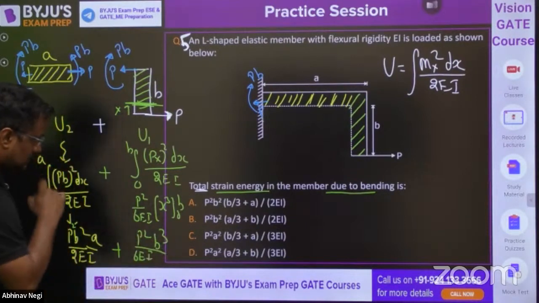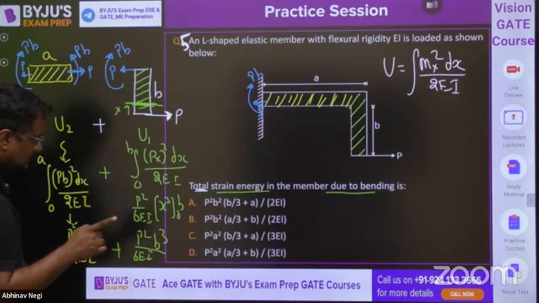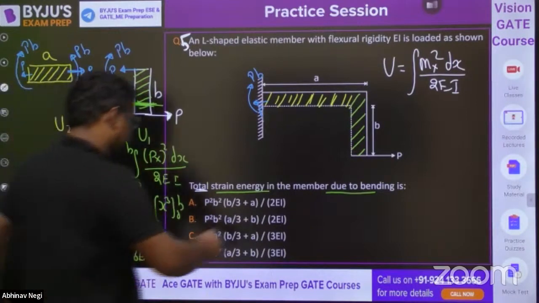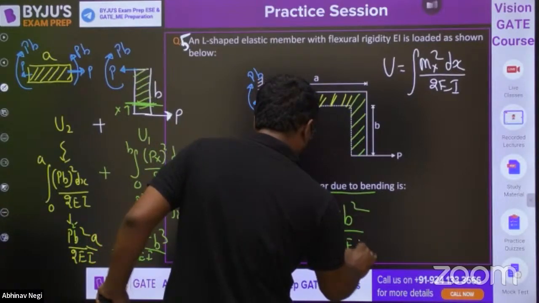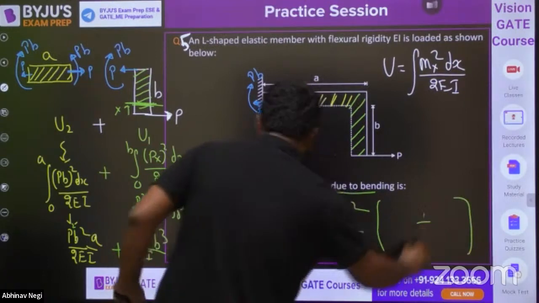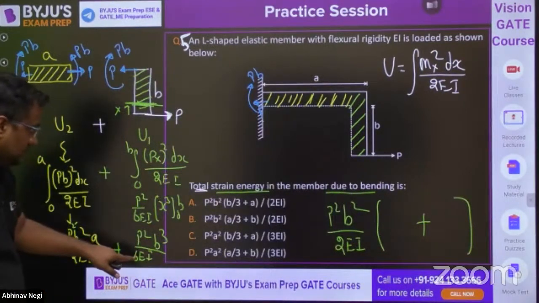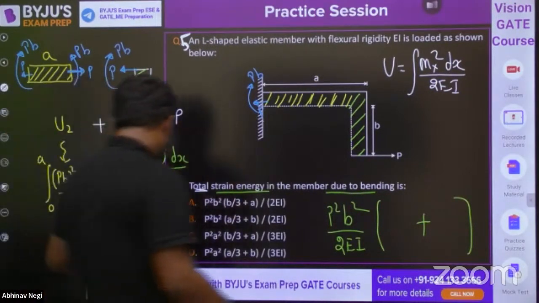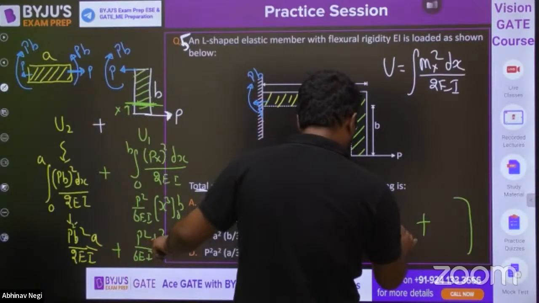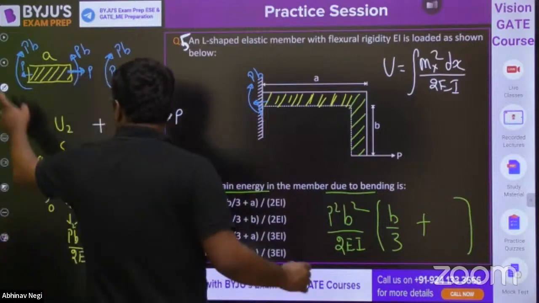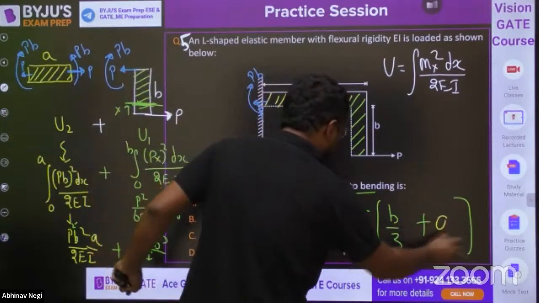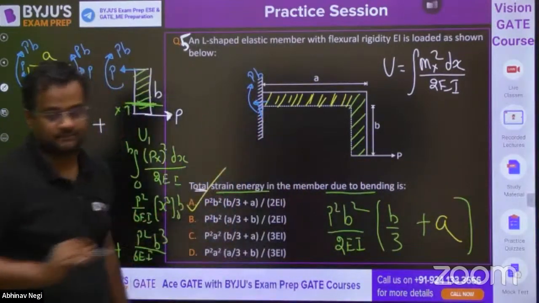Now from here, p square b square common. In both of them, if I take p square b square upon 2EI common, so here how much is left? P square b by 3. In the green one, it is b by 3. And here how much is remaining? So the answer will be option A.